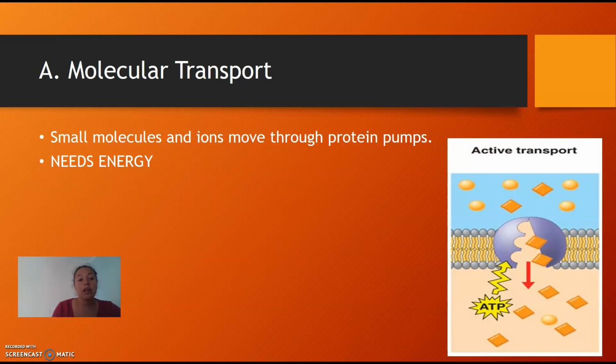Molecular transport. This would be small molecules and ions. It will move through a pump. Different than a channel, which is just an opening, a pump, again, from low to high, is going against the concentration gradient, and you need ATP. So it needs to be pumped through. It just doesn't flow naturally like in passive.